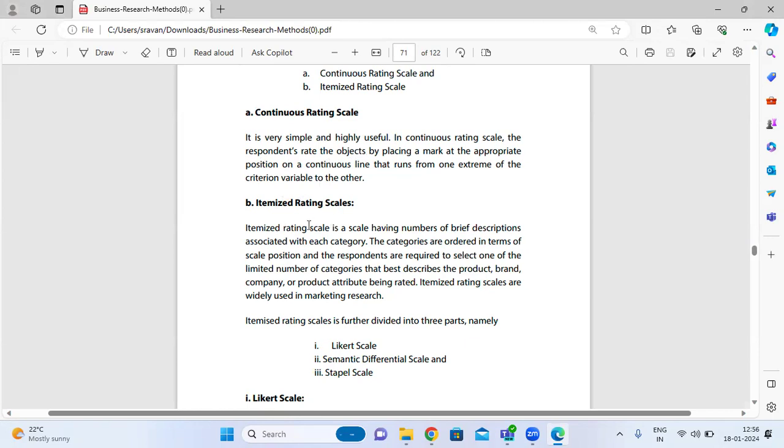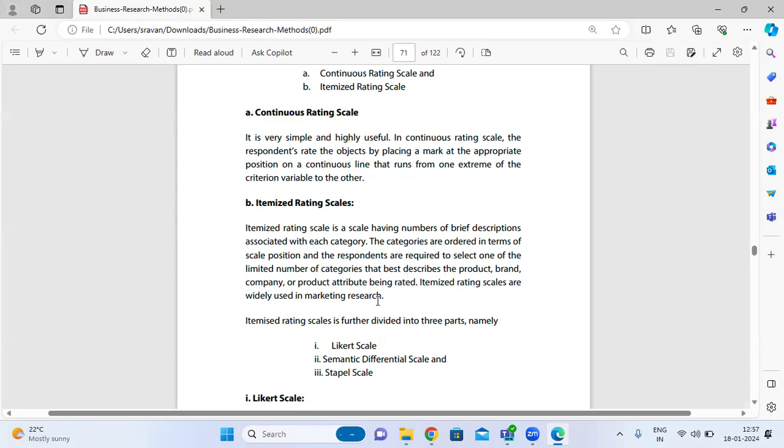The itemized rating scale is a scale having a number of brief descriptions associated with each category. The categories are ordered in terms of scale position. Respondents select one of a limited number of categories that best describes the product, brand, company, or product attribute being rated.